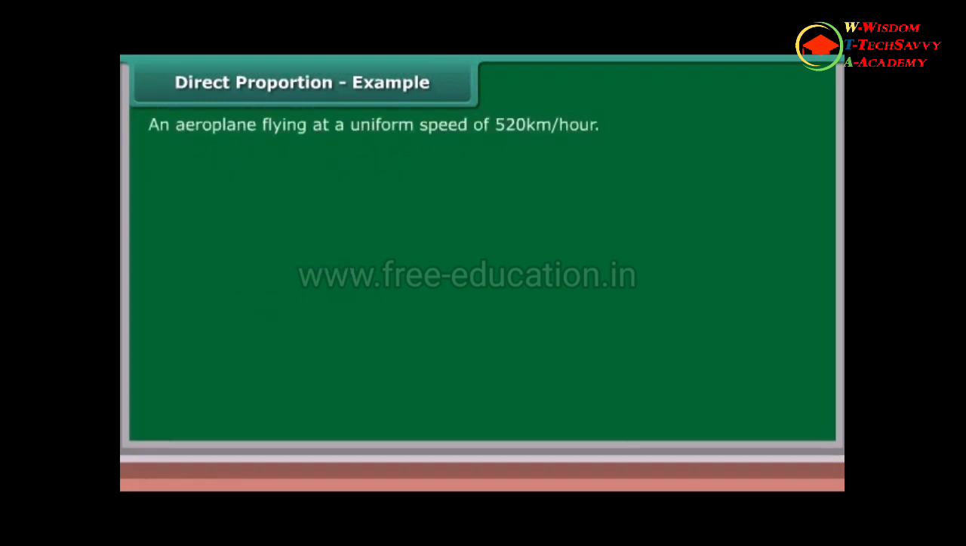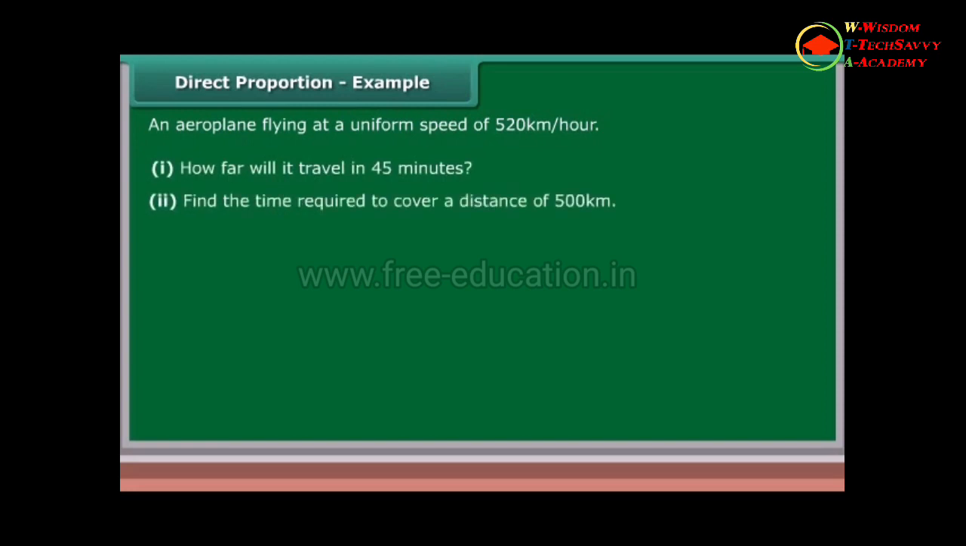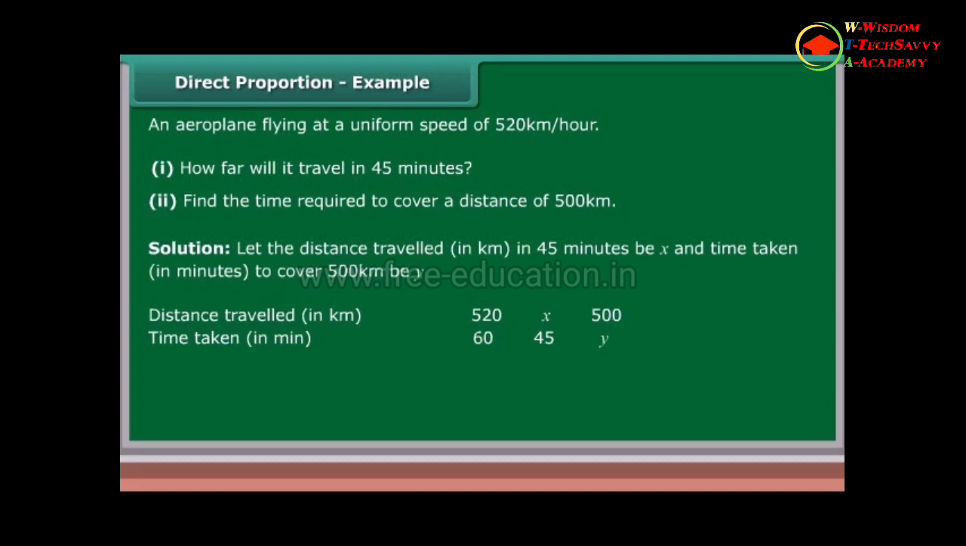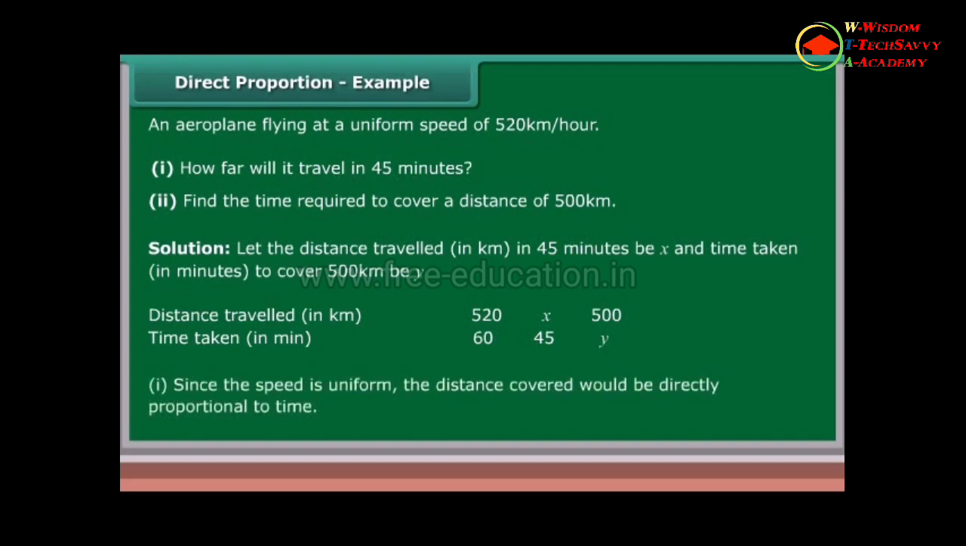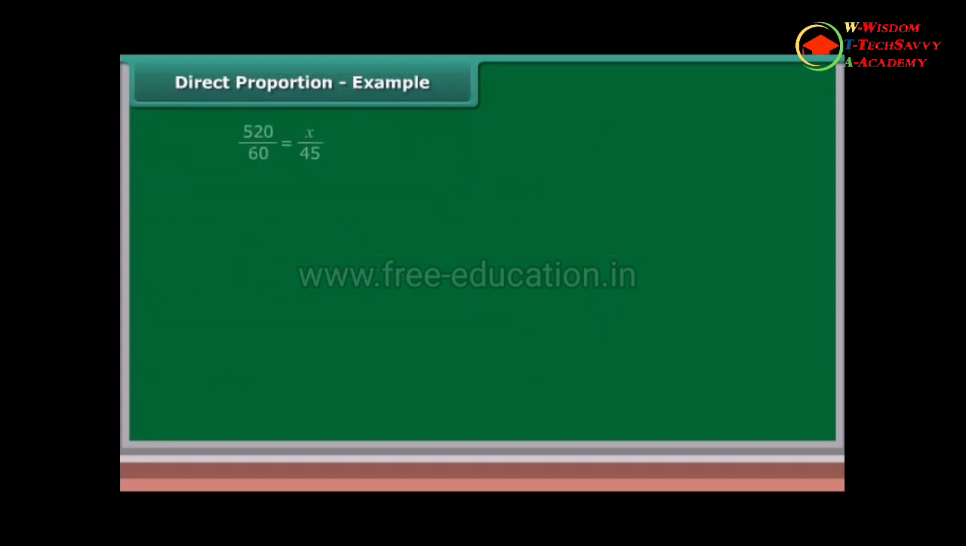Example: an airplane flying at a uniform speed of 520 km per hour. How far will it travel in 45 minutes? Also find the time required to cover a distance of 500 kilometers. Solution: let the distance traveled in kilometers in 45 minutes be x and the time taken in minutes to cover 500 km be y. Since the speed is uniform, the distance covered would be directly proportional to time.